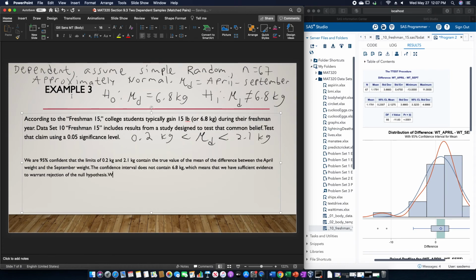We could also say that the average weight gain is between 0.2 kilograms and 2.1 kilograms. Or we could say 4 tenths of a pound and 4.6 pounds as well, depending on which way we're referring to that.